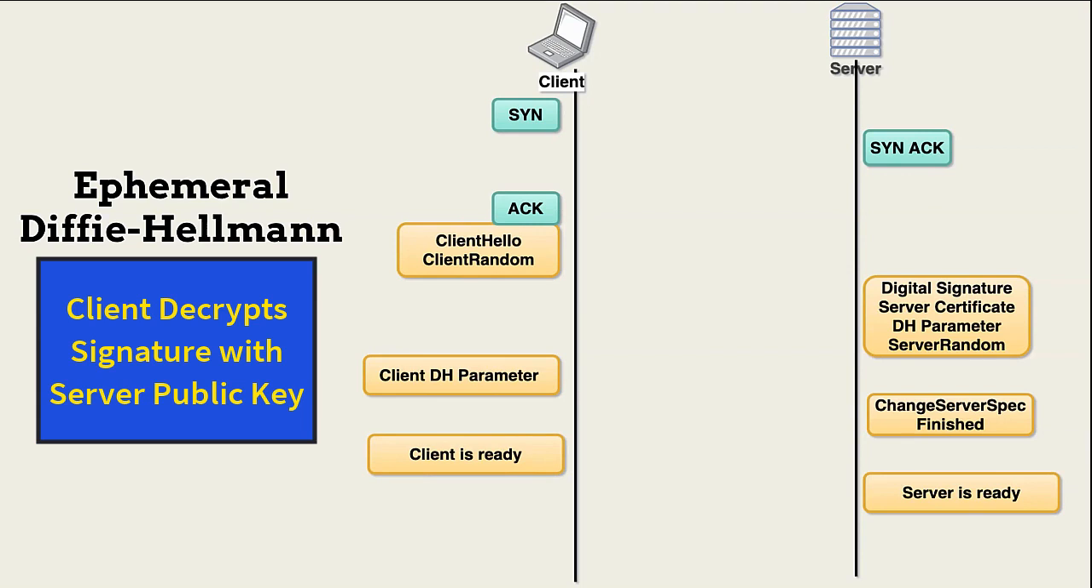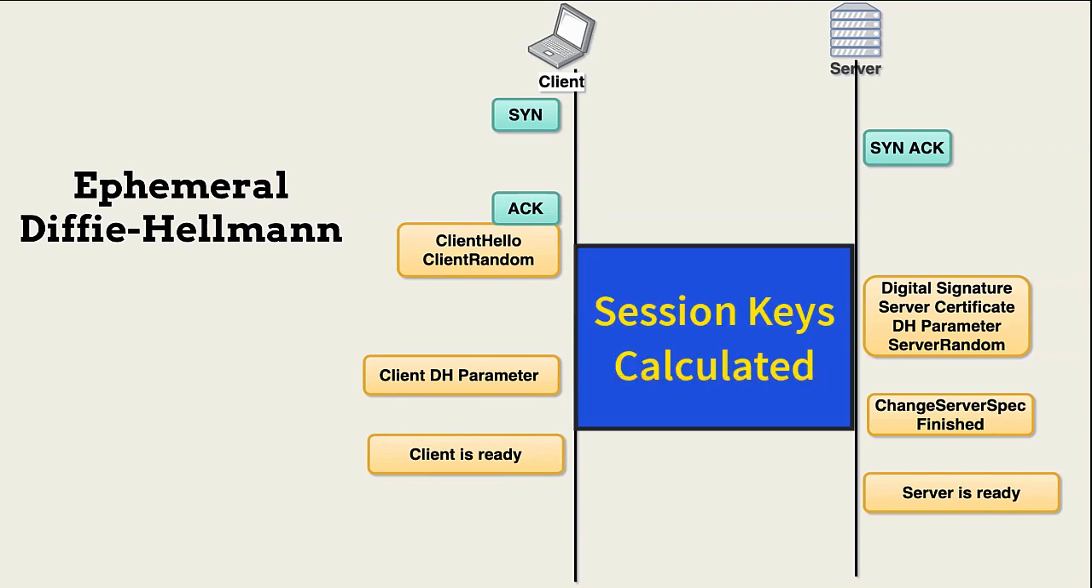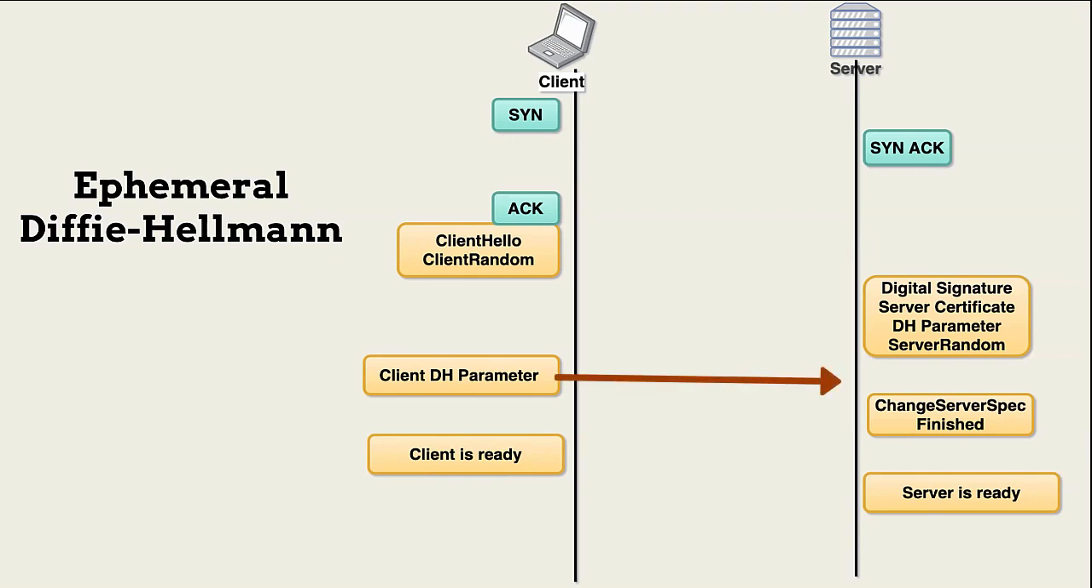The client decrypts the server's signature with the server's public key. This validates the server's identity. The client sends its own DH parameter to the server. The server and client calculate session keys based on the pre-master secrets. The client and server send finished messages to each other, and a secure session is established.